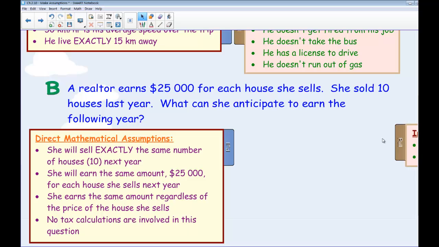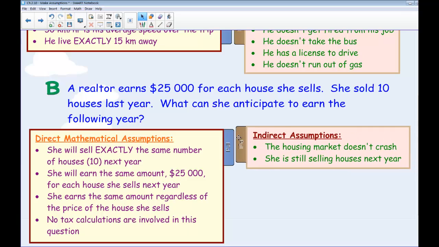In terms of indirect type of assumptions, that the housing market doesn't crash, or that she's still on the same job next year and still selling houses, well, yes, those are important, but they don't necessarily have that same mathematical impact on this question itself. So hopefully with these two questions you see what kind of assumptions we're talking about when we're talking about direct mathematical assumptions.